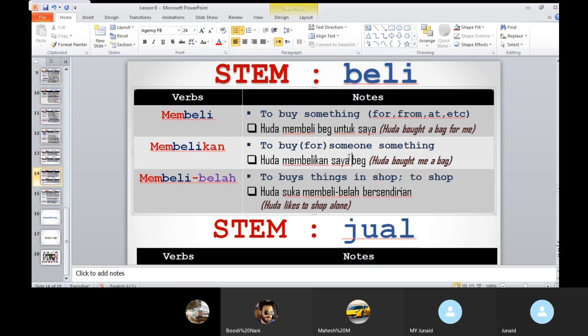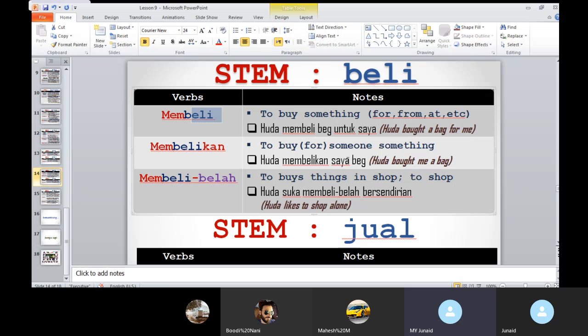And again, same rule again. We just use beli in spoken Malay. Dia beli bag untuk saya. Dia beli saya bag. Same. No difference.